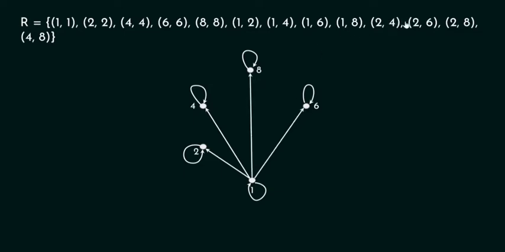Then 2 to 4 because 2 divides 4, right? So there must be an edge from 2 to 4. Then we must have an edge from 2 to 6, then 2 to 8, and then we must have an edge from 4 to 8, right? So this is our relation R, which is represented using a directed graph.